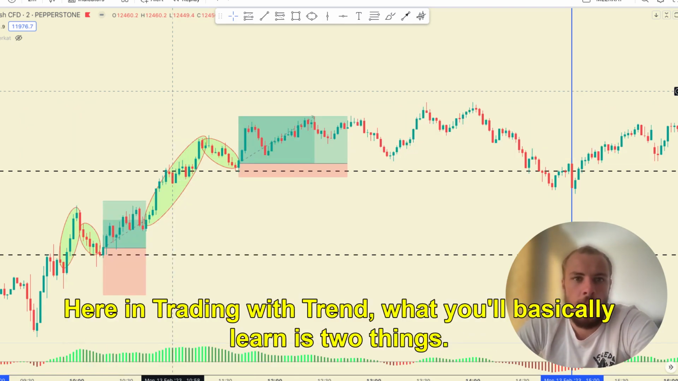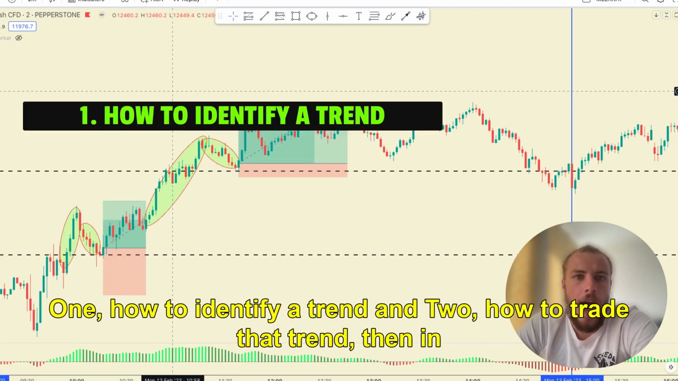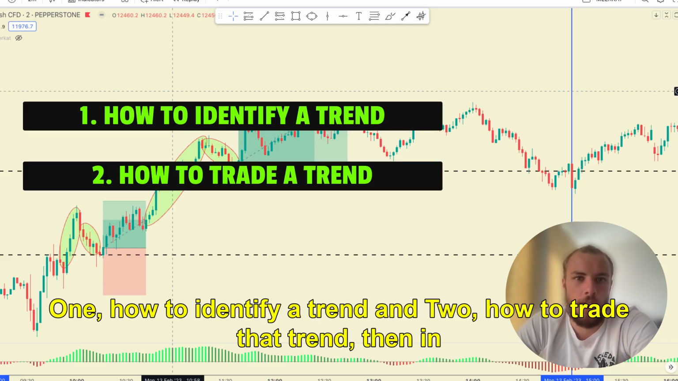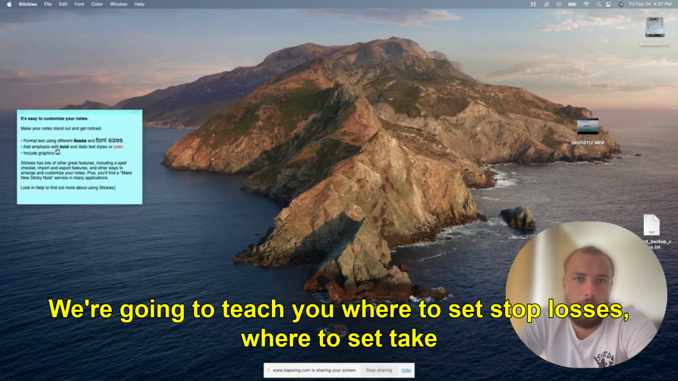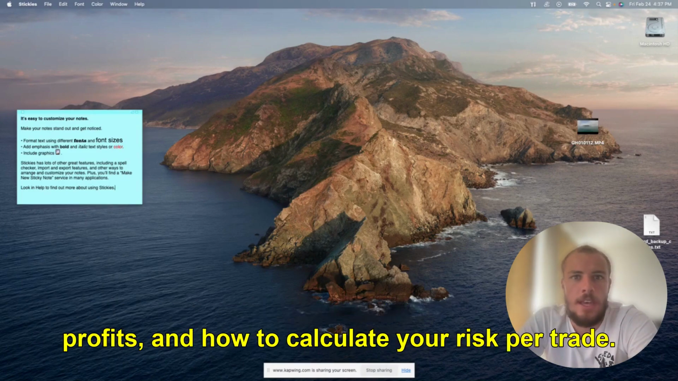Here in Trading with Trend, what you'll basically learn is 2 things. 1, how to identify a trend, and 2, how to trade that trend. Within how to trade the trends, we're going to teach you where to set stop losses, where to set take profits, and how to calculate your risk per trade.